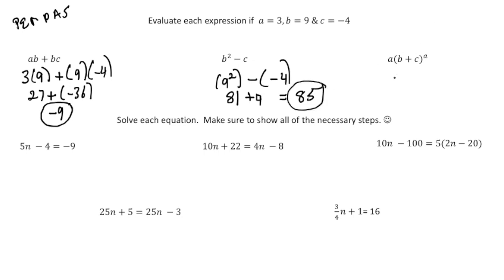This one here, we have a times b plus c to the power of a. So again, I'm going to fill in each one of these blanks. So it's going to be 3 times, b is 9 plus negative 4 to the a power, which is 3. Now order of operations, I have to simplify the parentheses. So it's going to be 3 times 5 to the third power. Now I have to do the exponents. So 5 times 5 times 5 is 125. So 3 times 125, this is messy, equals 375.